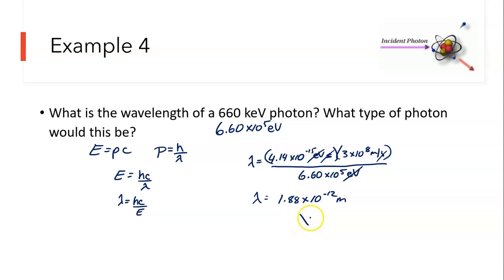Okay, and again, we kind of already gave that away at the beginning, that these are X-rays that are typically coming through, and so that would be an X-ray.